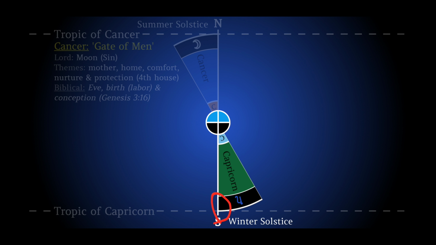So it's the representative of the whole dark side of the world. It's ruled by Saturn, and it's an earth sign. That's the most important thing you need to remember. And that it's the very bottom of the zodiac, so to speak, the shortest day of the year, where the sun sits lowest in the sky. Okay?